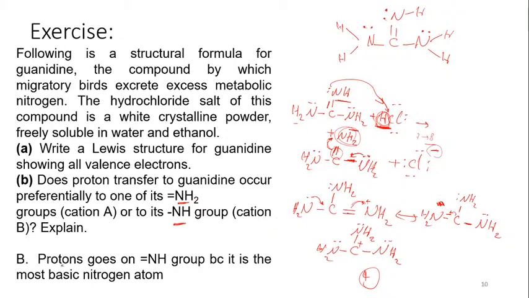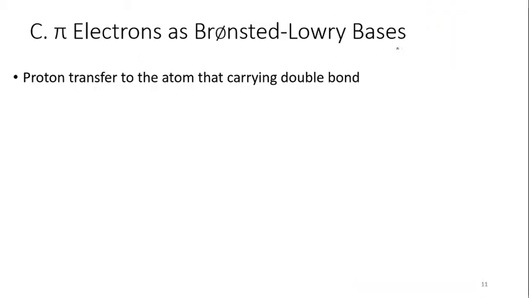If I look at this explanation, it says here the proton goes to the NH group because it is the most basic nitrogen atom. So this NH is actually my most basic nitrogen. This is why my proton would prefer to go to that nitrogen first. Then my double bond would resonate all over the structure, and I will have these 4 resonating structures. We've seen before that my non-bonding pair is moving to my other molecule.